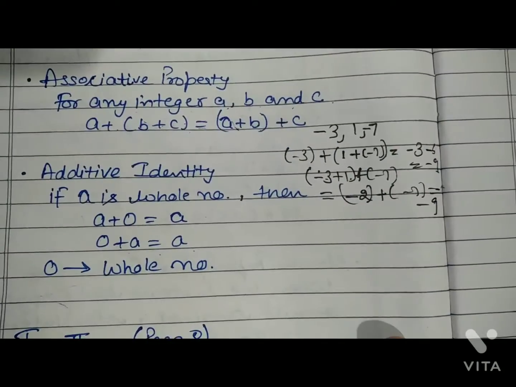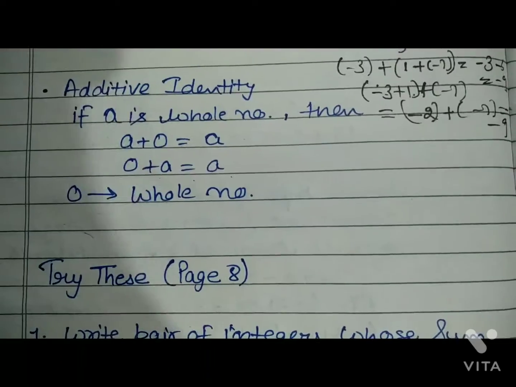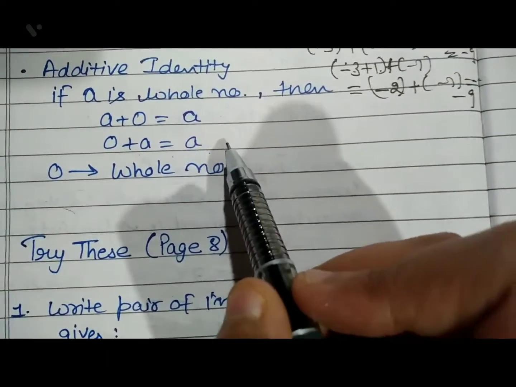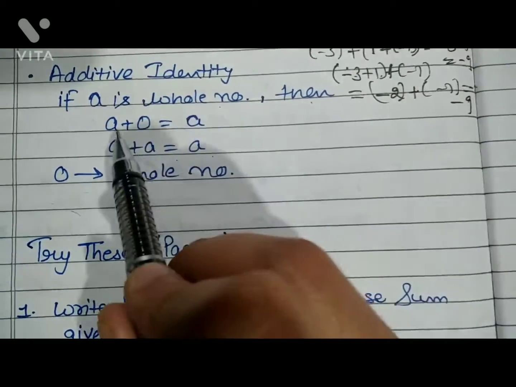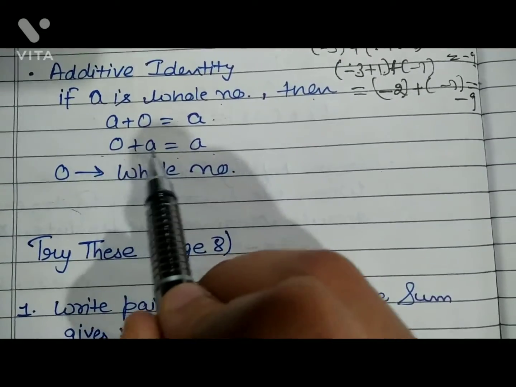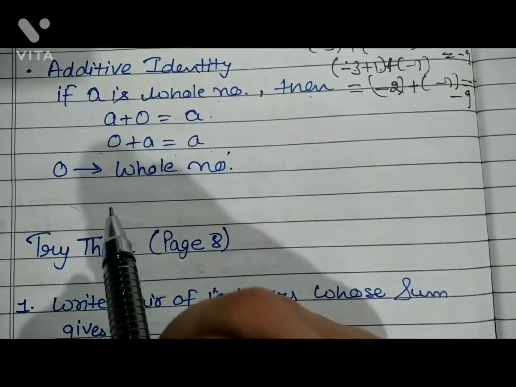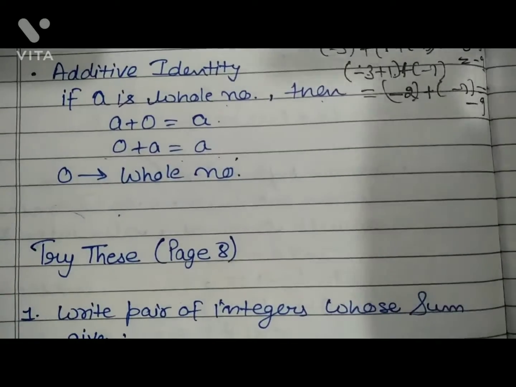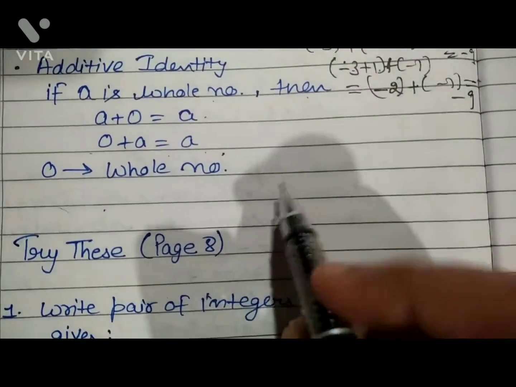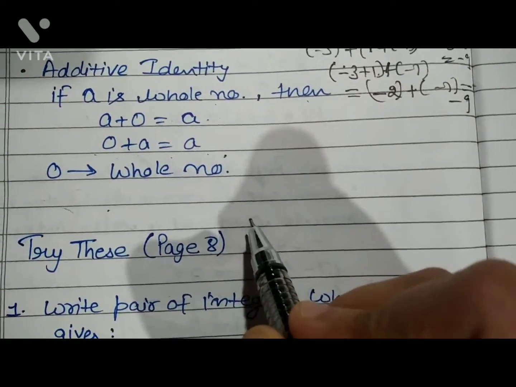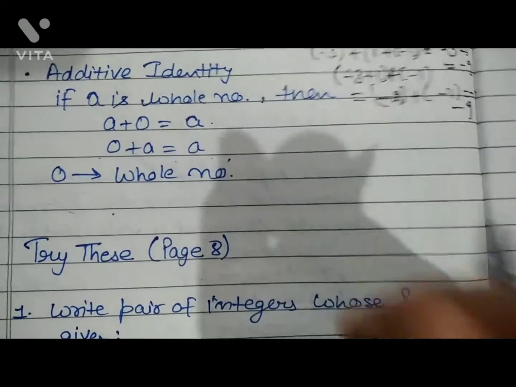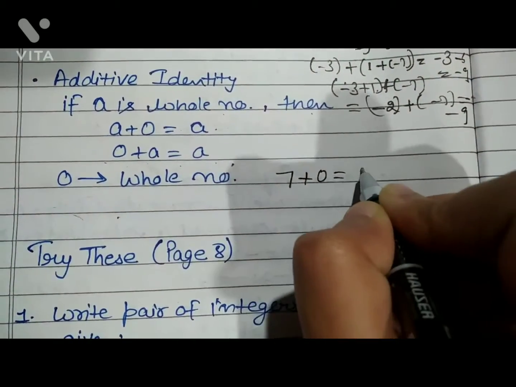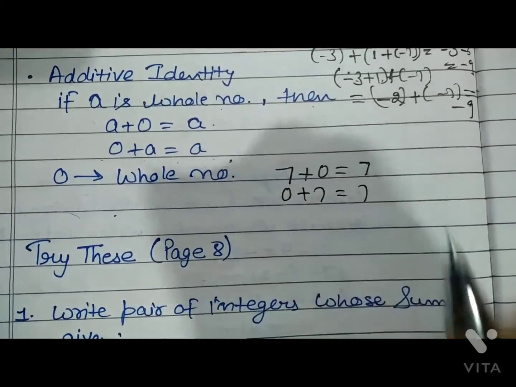Next is the additive identity property. In this case, we know that if a is a whole number, then a plus 0 is a, and 0 plus a is a. That is why the sum of any whole number and 0 is the number itself. So the whole number 0 is called an additive identity or identity element for addition of whole numbers. For example, 7 plus 0 is 7, and 0 plus 7 is also 7.